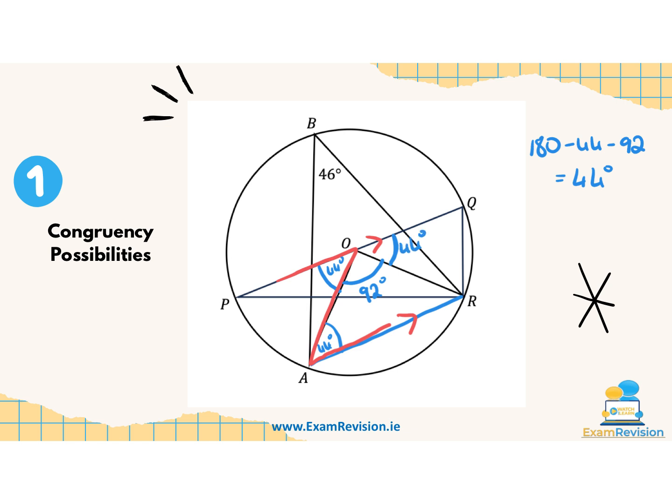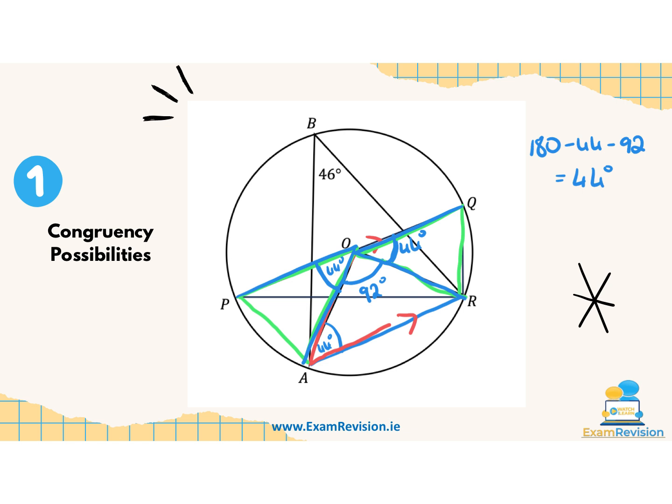So if we're to look at the two triangles, POA and QOR, we can actually say that these two triangles are congruent under side, angle, side, because the sides are a radius. Side, the same angle, and the side. So we can say that those triangles are congruent under SAS.